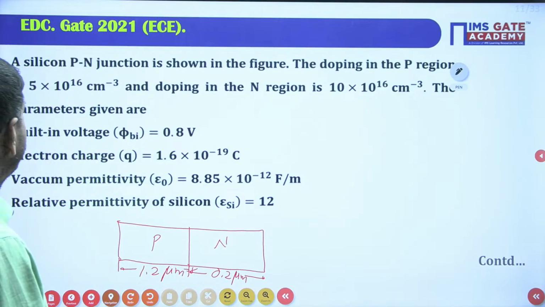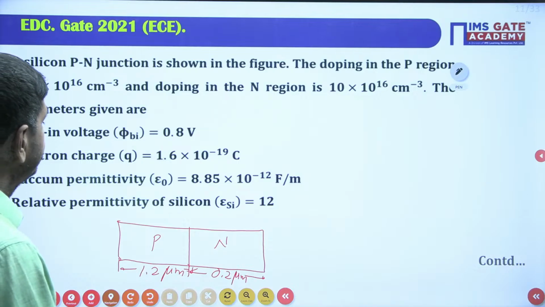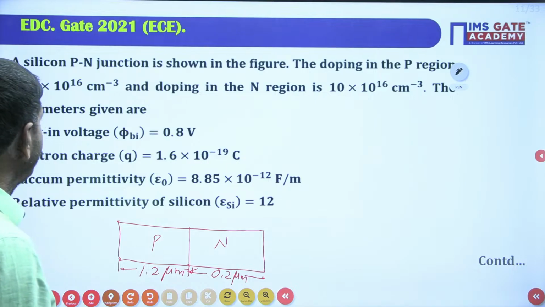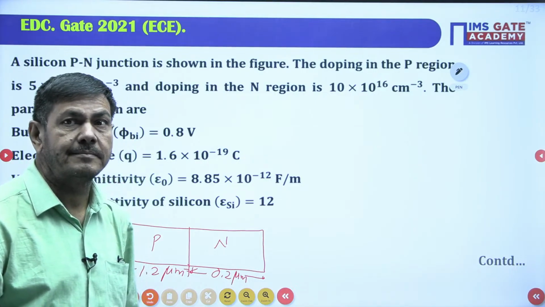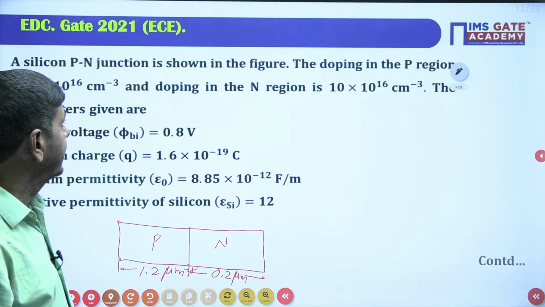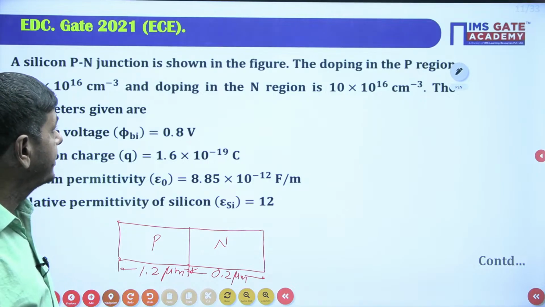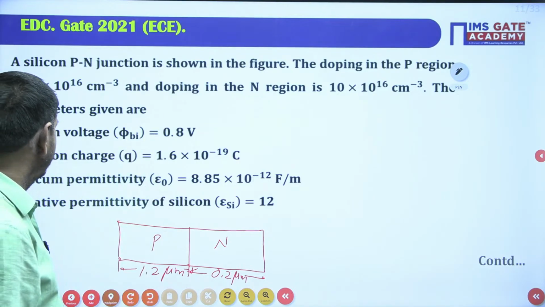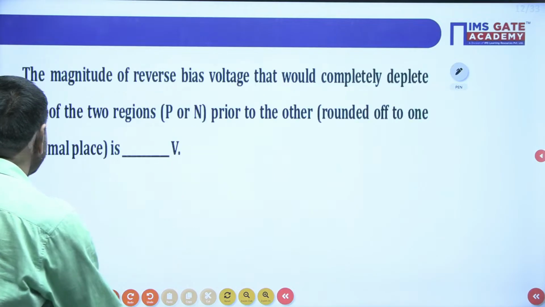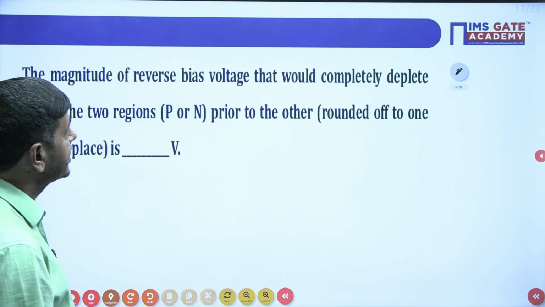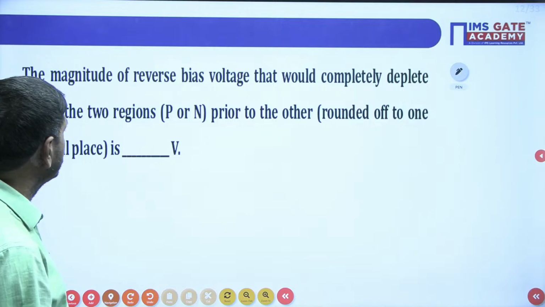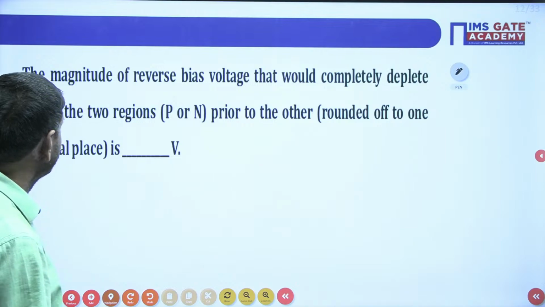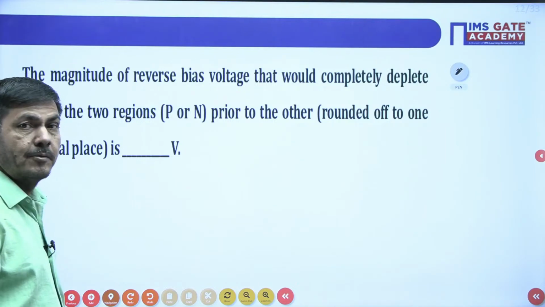A silicon PN junction is shown in the figure. It is a PN junction diode. The doping in the P region is 5 into 10 power 16 per cm cube, and in the N region it is 10 into 10 power 16 per cm cube. Certain parameters are given. The problem asks to find the magnitude of the reverse bias voltage that would completely deplete one of the two regions prior to the other, rounded to one decimal place. That is the given problem.